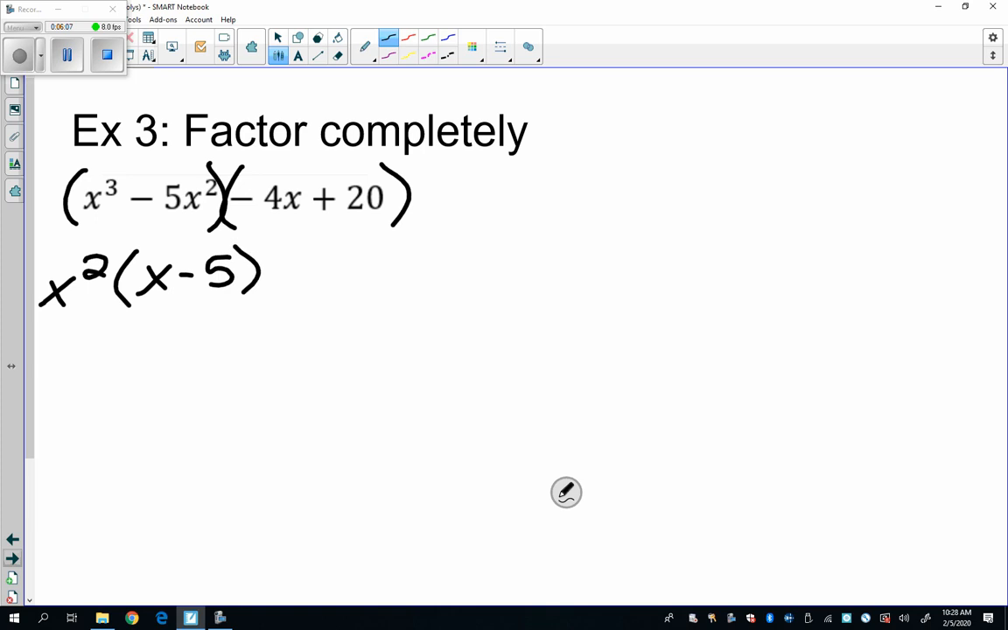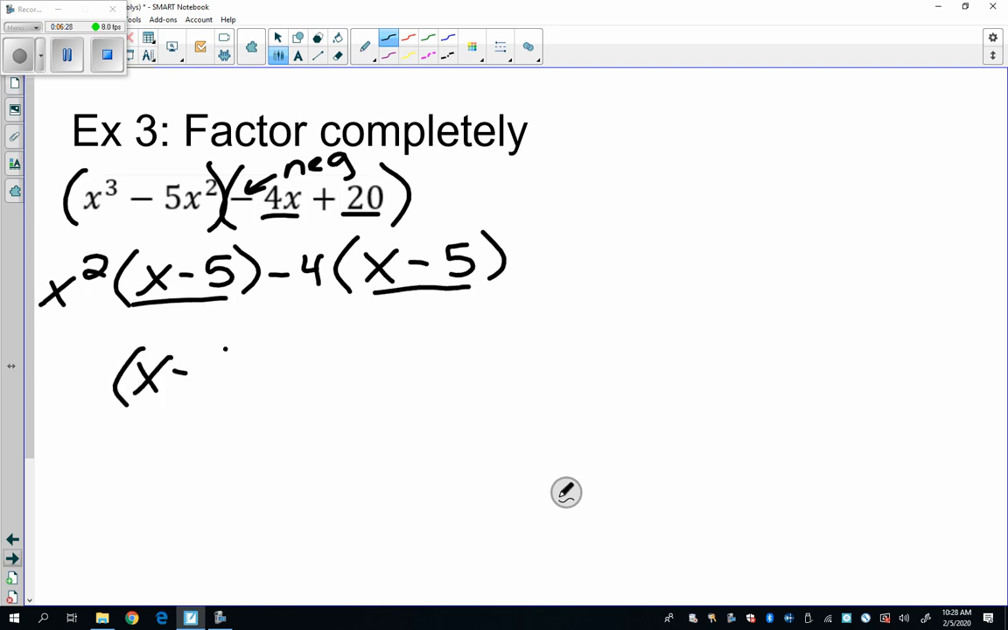Of the second 2 terms, the greatest common factor is 4. If the first term is negative, always take a negative with the greatest common factor. So negative 4. Divide the first term by negative 4, you get x. Dividing 20 by negative 4 is negative 5. What's in parentheses has got to be the same. It is. That's one of your factors. What's on the outside, your greatest common factors, put that together as your other factor.